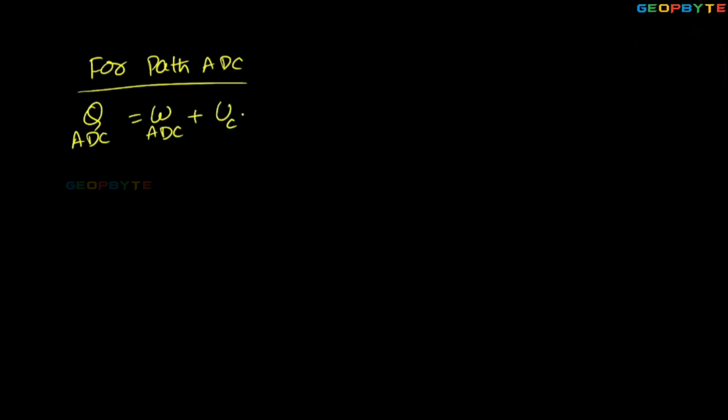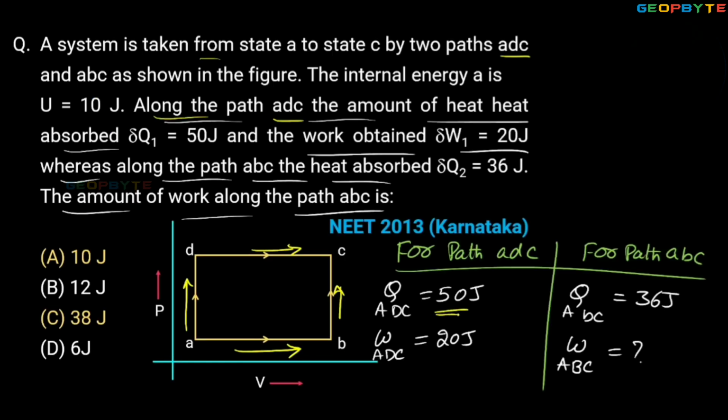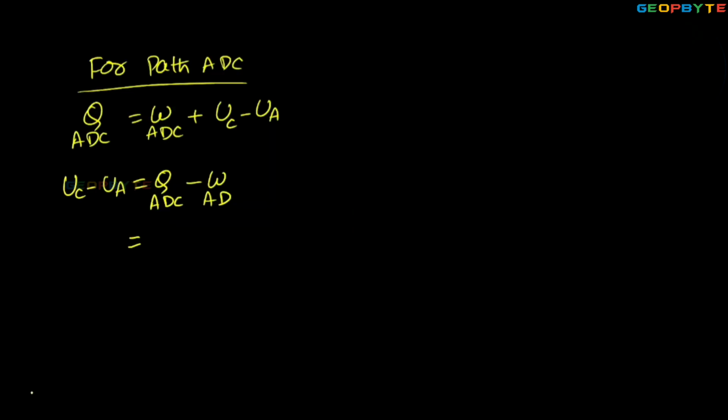For path ADC, I can write QADC equal to WADC plus UC minus UA. Since internal energy is a property of the system, it does not depend on the intermediate state D. Therefore, UC minus UA equal to QADC minus WADC. Look at QADC 50, WADC 20. 50 minus 20 is equal to 30 joules.